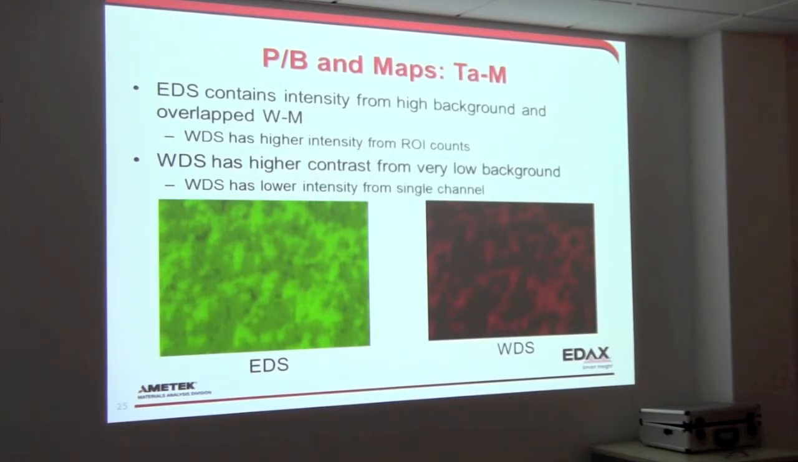It's overlapping with the tungsten peak, and there's a finite background in the EDS spectrum. So it's giving us artificial intensity in the wrong locations, giving us a false sense of what the elemental distributions are in the map, whereas the WDS both deconvolutes the peak off of the tungsten, and it has a lower background, so it gives us higher contrast in the maps. So this is the proper distribution of the tantalum in this particular material.